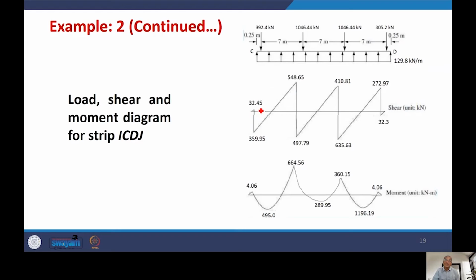Usually the sum of these two should be, that will be sum. Same thing is here. So in this case, the maximum shear force you are getting is here, 635.63. Okay, and minimum shear force and maximum bending moment is here. Sorry, maximum bending moment will be not here. Rather, you have maximum bending moment here, 1196.